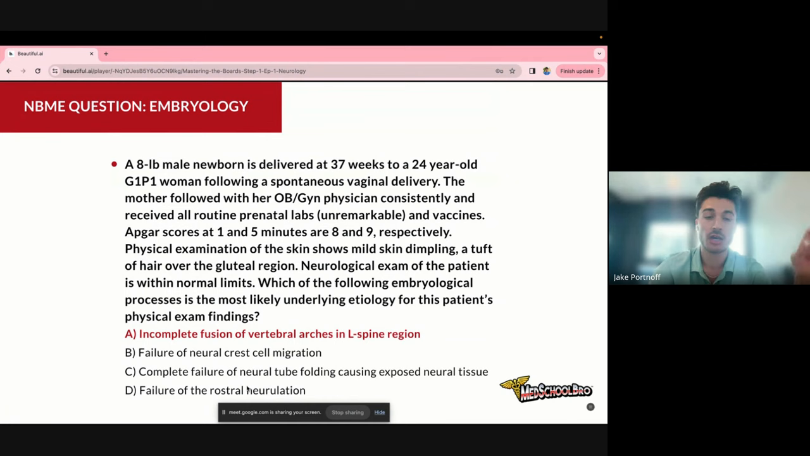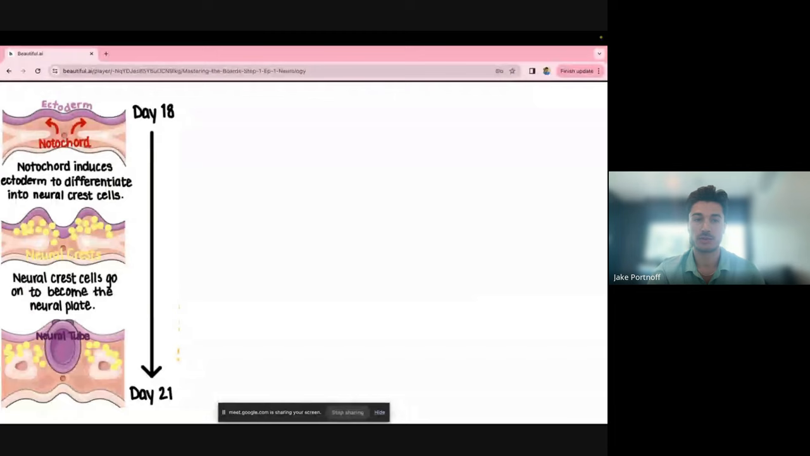Failure of rostral neurulation. Reminder everyone, rostral is your head, caudal is your tail. Rostral neurulation is going to relate to what? Anencephaly. An is without, encephaly is your forebrain, without a forebrain, okay? So very good if you guys said A there. We will now go into some topics as it relates to some embryology.